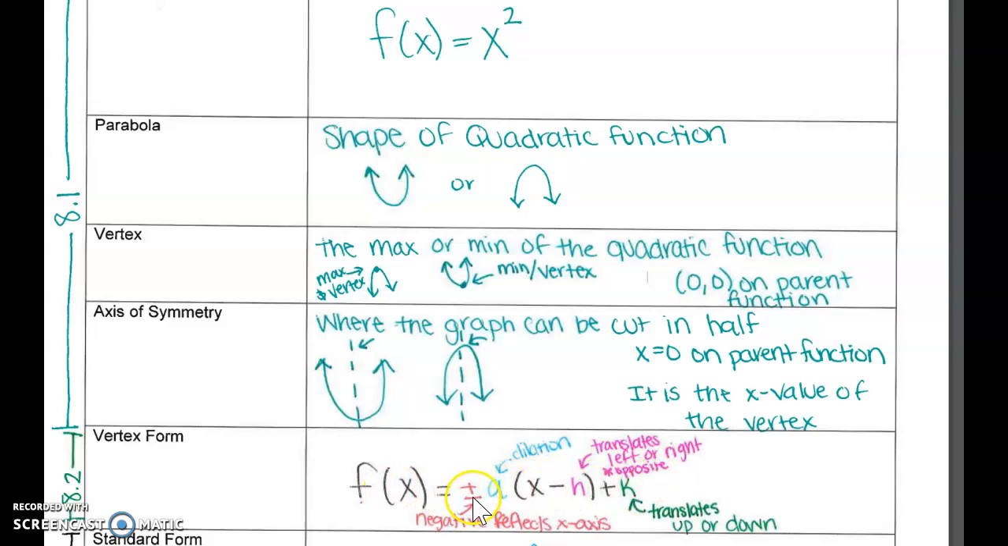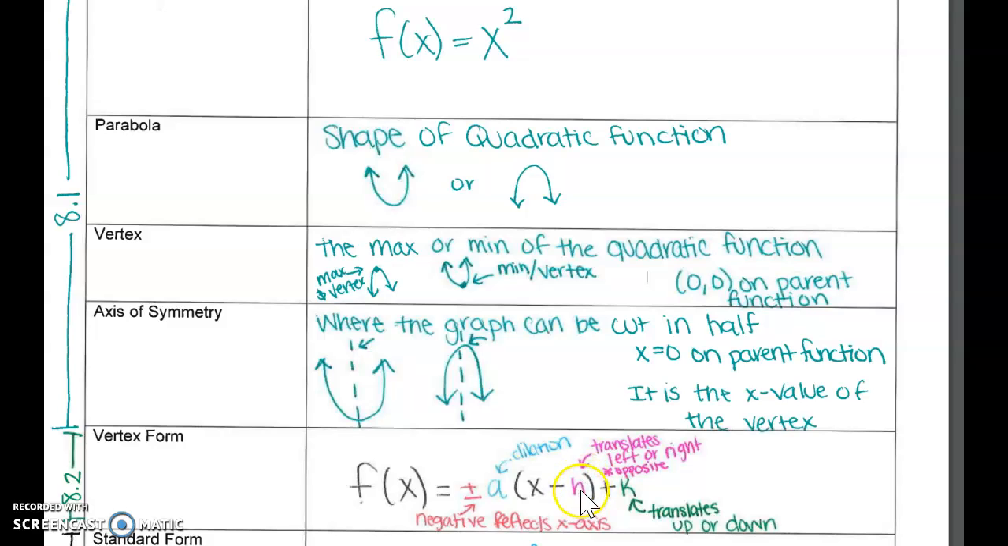So f of x equals plus or minus a, and then in parentheses x minus h, oops, there should be a squared there, plus k. I will go ahead and write in that squared later. The important thing to know is the plus or minus: a negative will reflect over the x-axis. So if there's a negative in front of that a, your graph is going to be going downward. And then the a is the dilation, which we talked about last video. It's going to make it shrink or stretch.